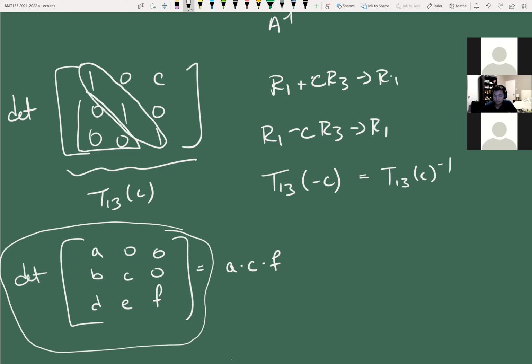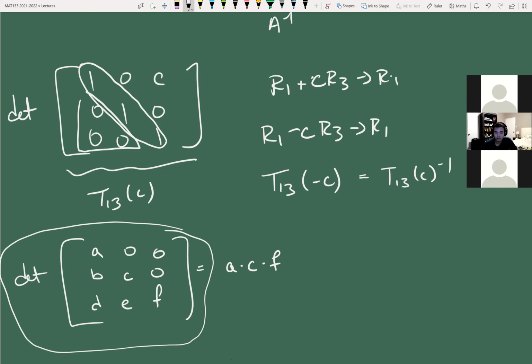Yes, it's ACF. Sorry, what? It's ACF only. Okay, getting the product of diagonal elements. Yeah. Thank you. No problem.